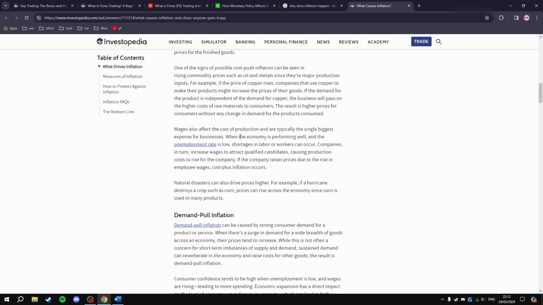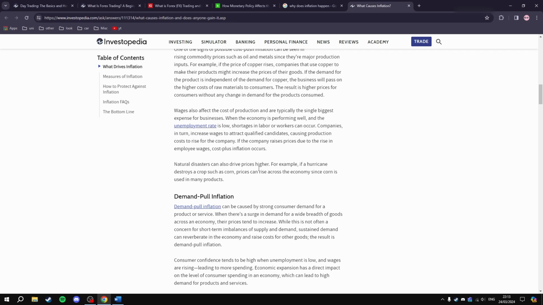Wait. When the economy is performing well and the unemployment rate is low, shortages in labour workers can occur. But the unemployment rate is low though, so it's not like the unemployment rate is high. I guess there's always going to be shortages of labourers or workers, causing production costs to rise for the company. If the company raises prices due to the rise in employee wages, cost push inflation occurs.